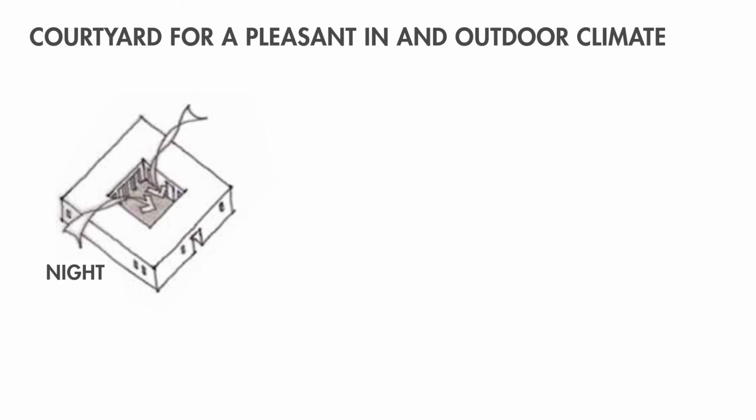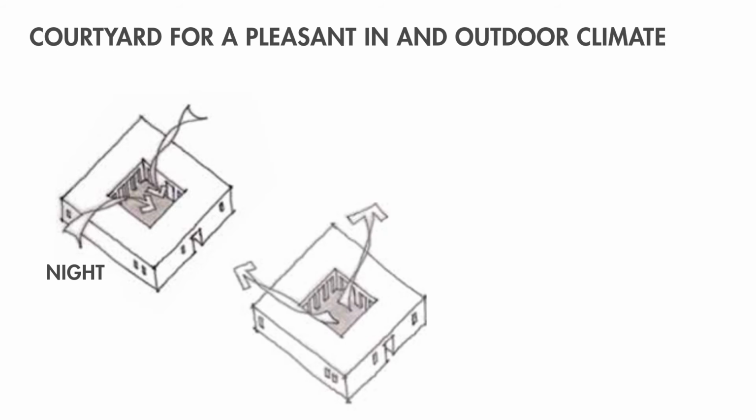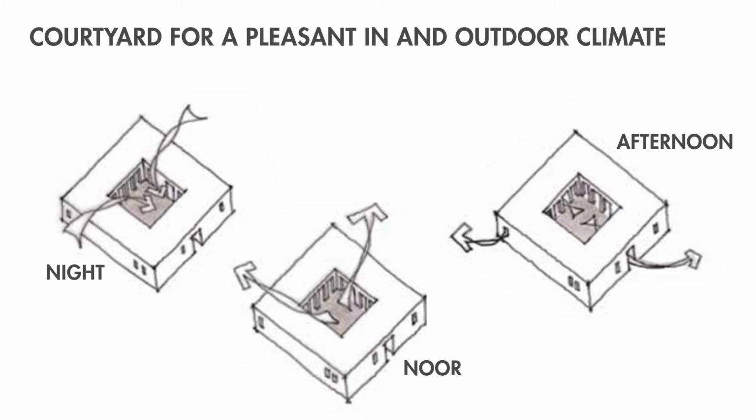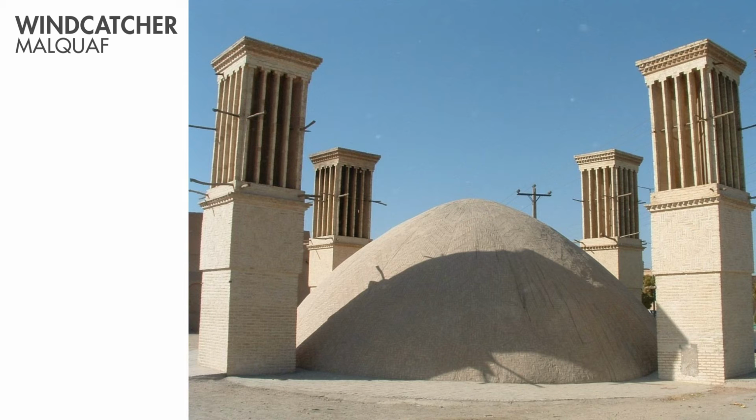At night, the cool night air descends into the courtyard. The sun heats up the air in the courtyard, which creates an upward draft during the day. In the late afternoon, the air rises up, supporting the natural ventilation in the building. At night, the courtyard cools down again. Also, using a wind catcher, malgoof, can provide natural ventilation in the building, especially in desert areas, where openings are limited and very small.